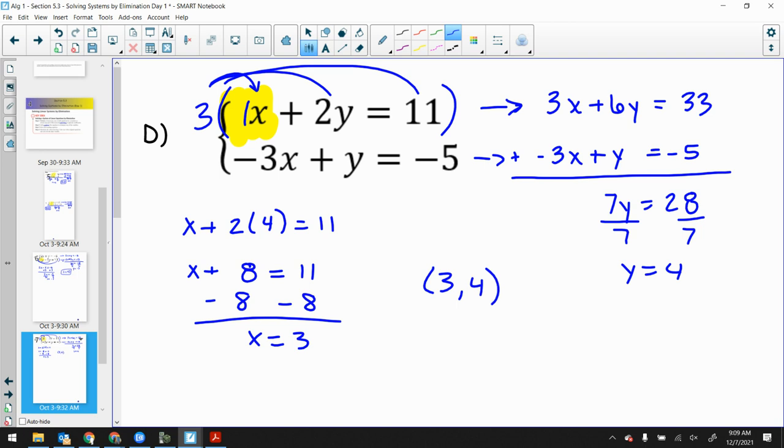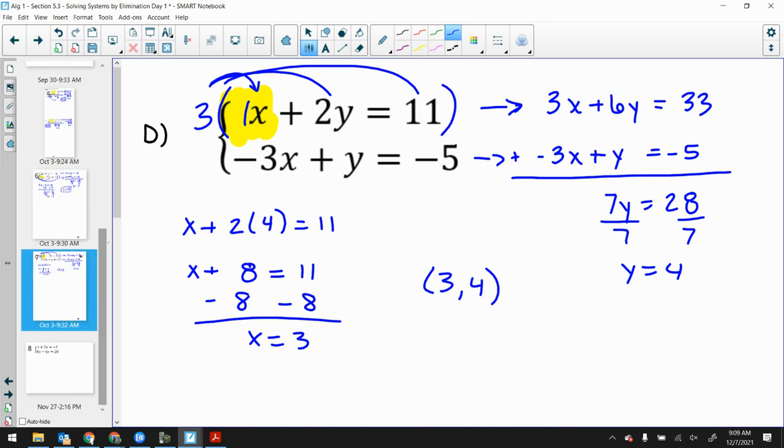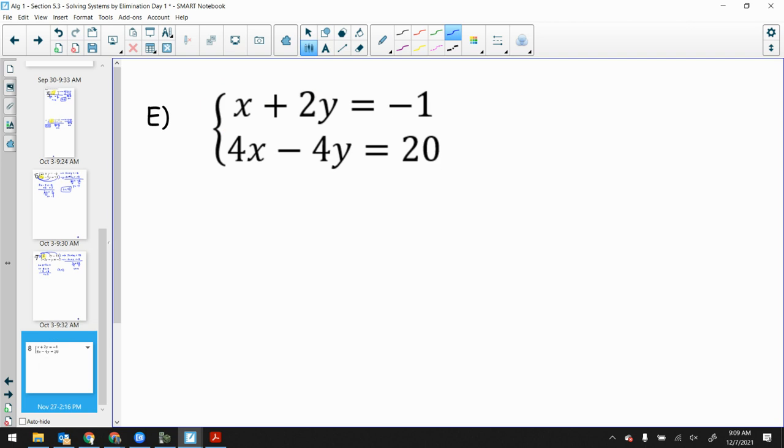And that is how you force something into solving by elimination. You just multiply one of the equations to make this happen so that you can have it set up to eliminate. Let's do our last one.